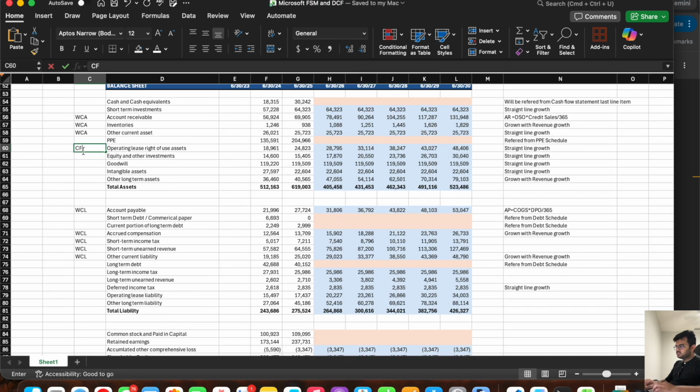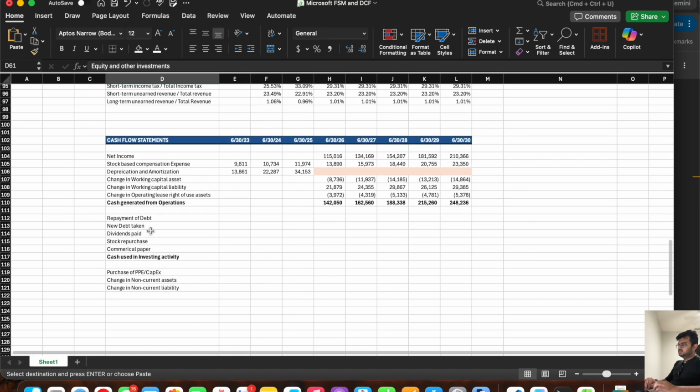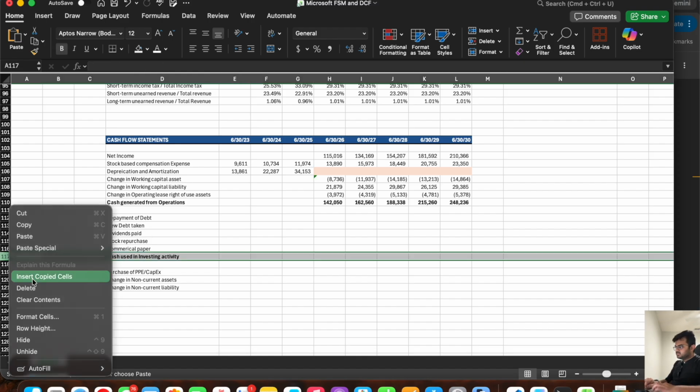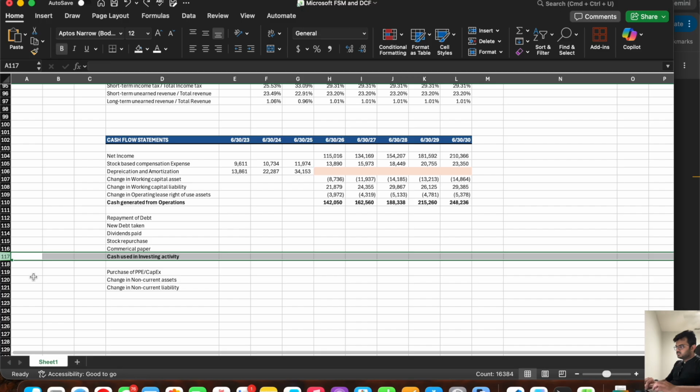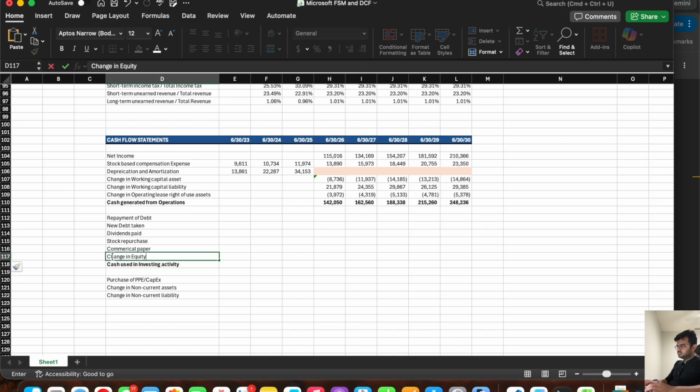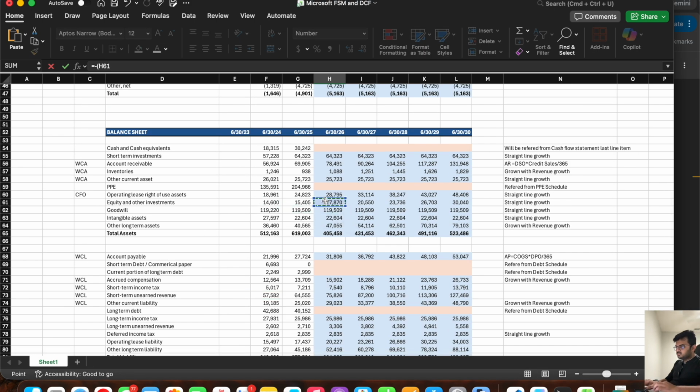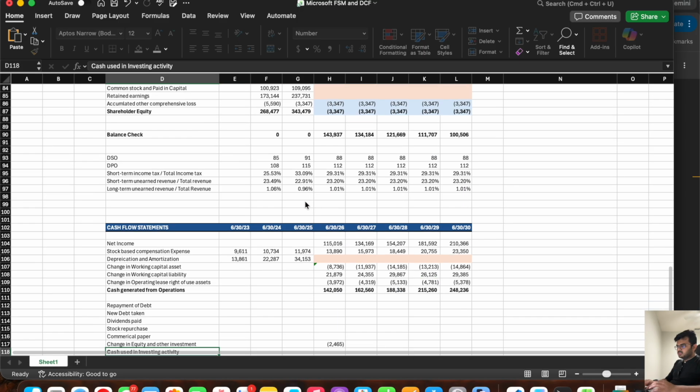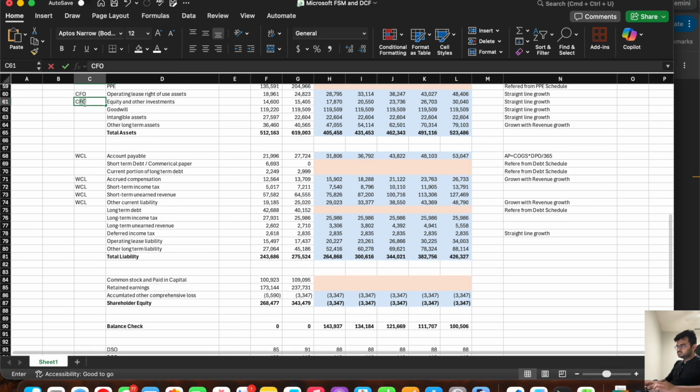Then let's take note. This has already gone into cash flow from operation. Equity and other investment, I think the best place for this one is investment activity. So we will do that. Investment activities here, right? So let's put this: change in equity and other investment, which is the difference between this one and this one. Then sum it in cash flow from investment.